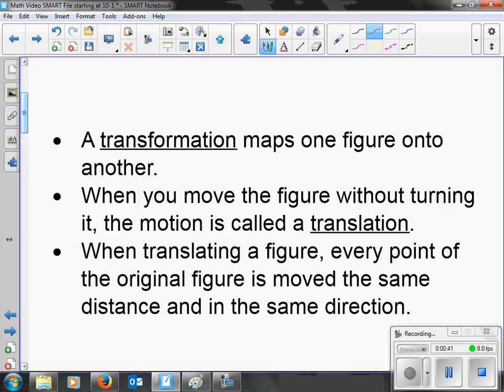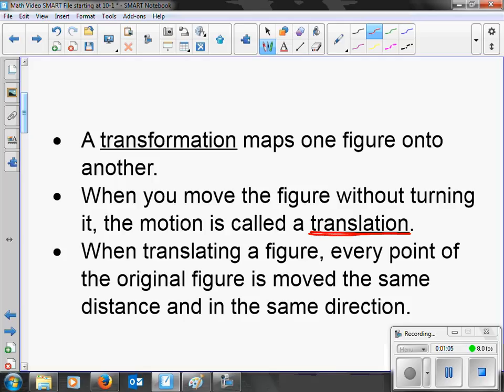Okay, a transformation maps one figure onto another. That's what transformation does. It maps it, and I'll explain that in a minute. When you move the figure without turning it, the motion is called translation, which is what we're doing in this section. We're moving something, a figure on a grid, without turning it. There's no rotation at all involved.